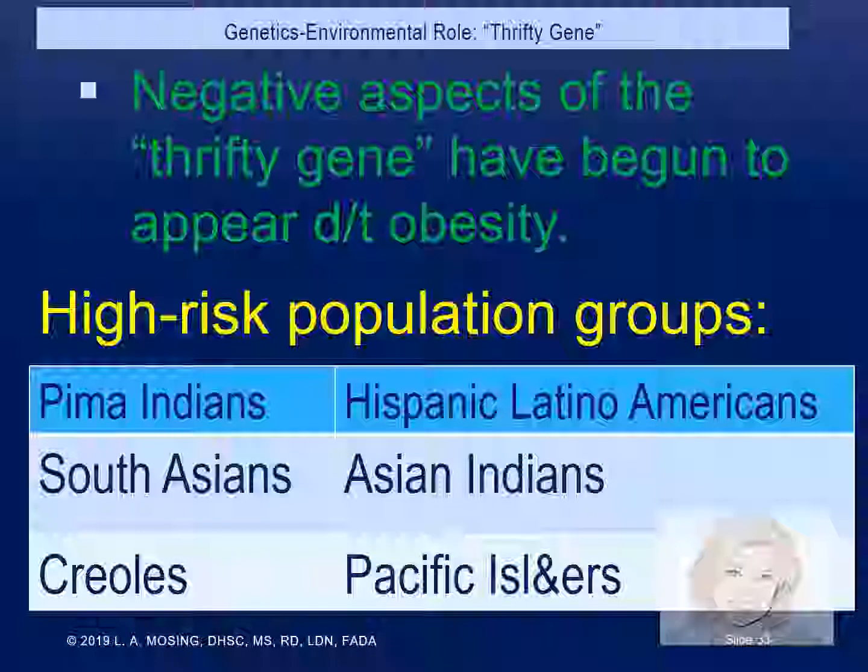Who is a high-risk population? Hispanic, Latino Americans, Asian Indians, Pacific Islanders, Creoles, South Asian, Pima Indians. These are all high-risk populations. So I can be working with an endocrinologist and I'm reading the doctor's evaluation and he says Juan Junco is of Pima Indian descent. It's not because he's into ancestry. He's talking about Juan having a family history.